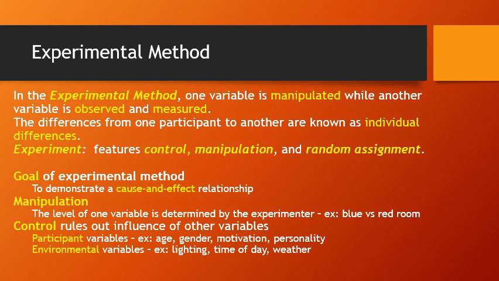Control. I can rule out other influences. For example, I can control the age, the gender, motivation, personality of the people I pick for my study. So that, for example, I could put one 8-month-old baby in a blue room and an 8-month-old baby in a red room. I could put a 9-month-old in a blue and a 9-month-old in red, kind of matching variables. I'm controlling for outside influences. Maybe I also, when I run a study, look at environmental variables, maybe the time of day, the weather, the lighting, and make sure it's all the same for both groups.